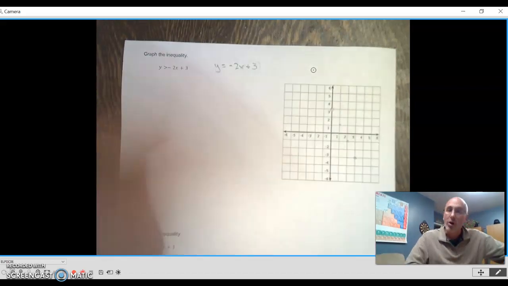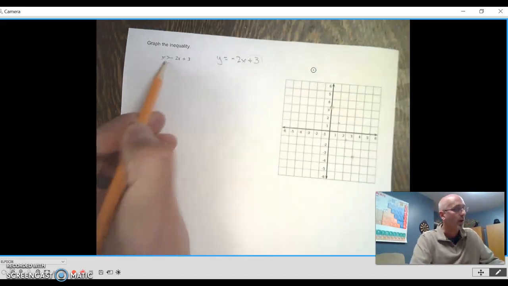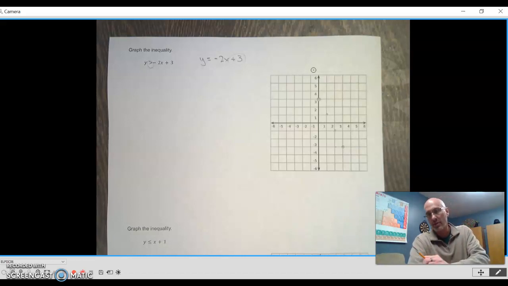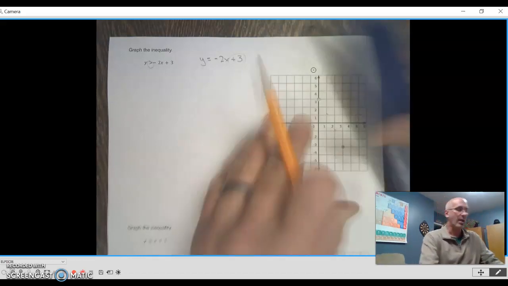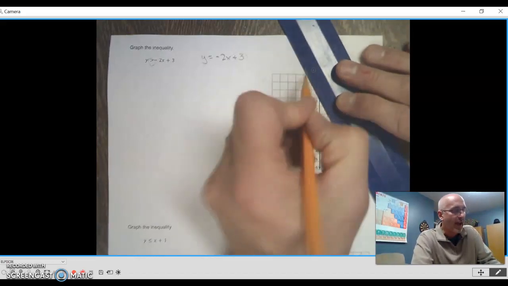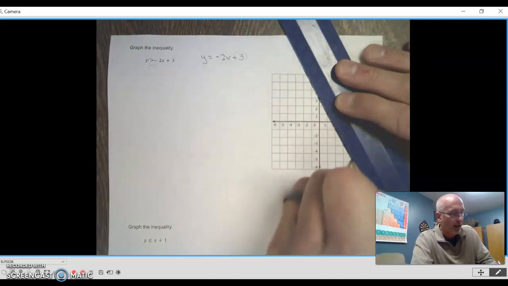Now, instead of just drawing that line in there, we have to look at our actual inequality. Since this is just greater than, so if you have greater than or less than, not greater than or equal to, less than or equal to, but just greater than or less than, we graph this line with a dashed line. So I am making a dashed line.